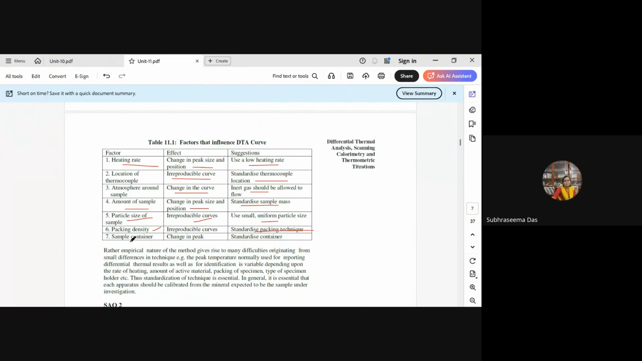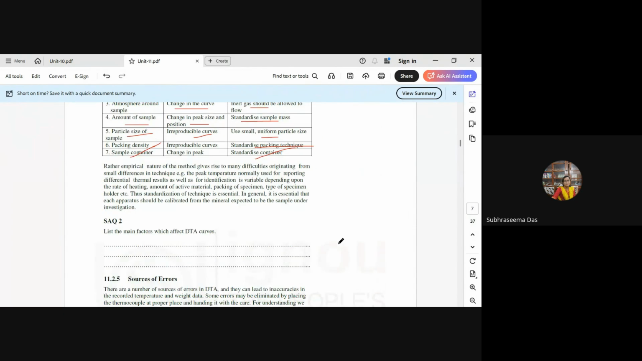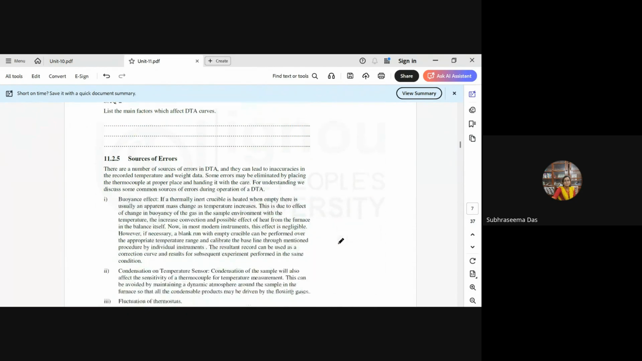We cannot take any sample container. We should always take a sample container so as to minimize the changes in the DTA peaks.